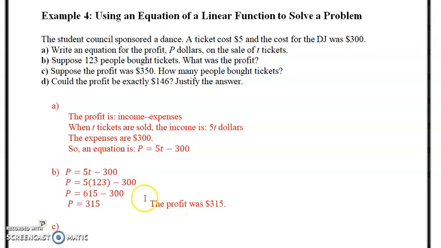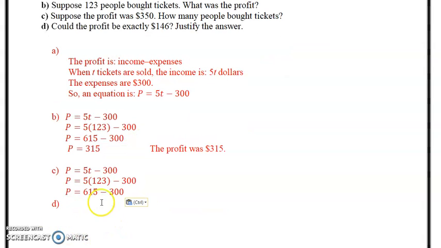Suppose you had a profit of $350. How many people bought the tickets? So this is, again, the same formula, but this time what you're doing is you are plugging in a value for the profit. So it's 5t minus 300. Substitute the profit in at 350.